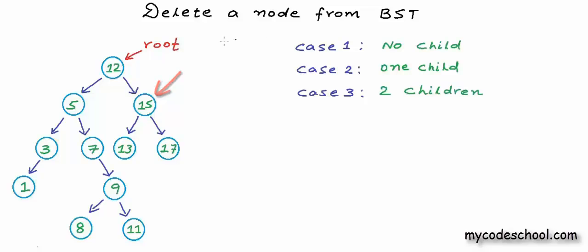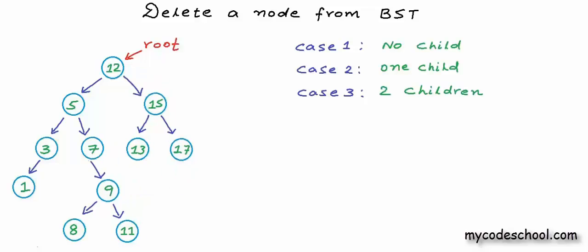While trying to delete 15, if we connect 12 to 13, if we make 13 the right child of 12, then we will include 13 and anything below 13. That is, we will include the left subtree of 15, but we will lose the right subtree of 15. That is 17 and anything below 17. Similarly, if we make 17 the right child, then we will lose the left subtree of 15. That is 13 and anything below 13.